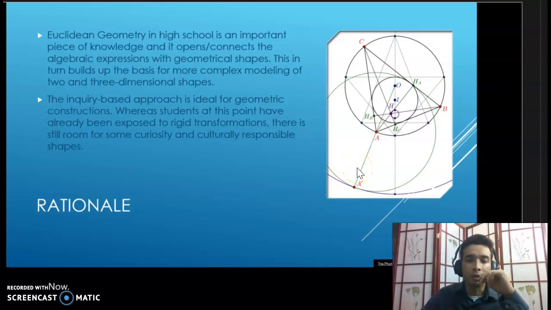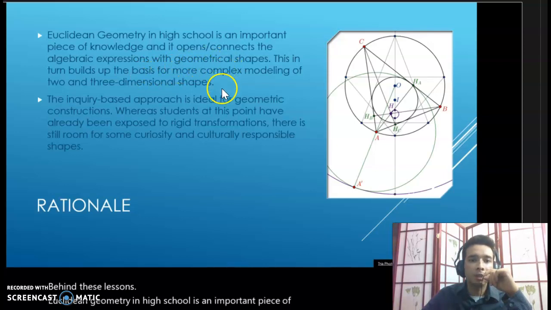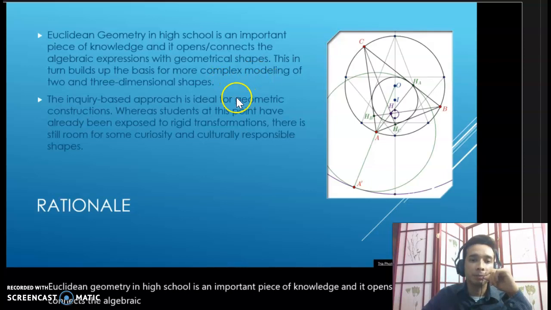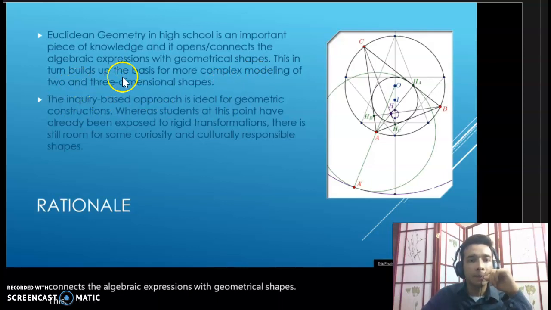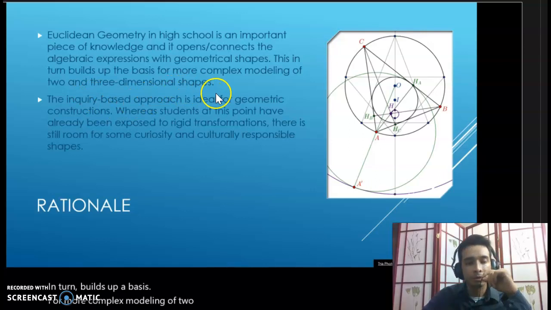Now, what is the rationale behind this lesson? Euclidean geometry in high school is an important piece of knowledge, and it connects algebraic expressions with geometrical shapes. This, in turn, builds a basis for more complex modeling of 2 and 3-dimensional shapes.